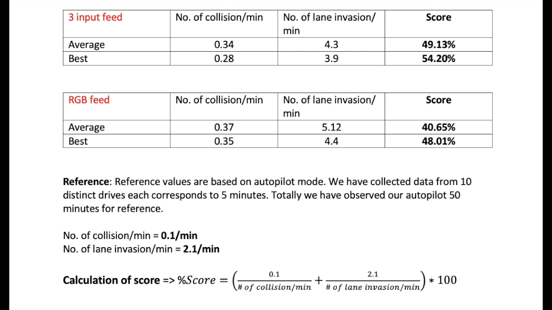We observe that the difference among the average results is 8.5%. The number of lane invasions varied significantly due to semantic segmentation inputs. Also, the number of collisions is lower in the three-input feed due to depth inputs.